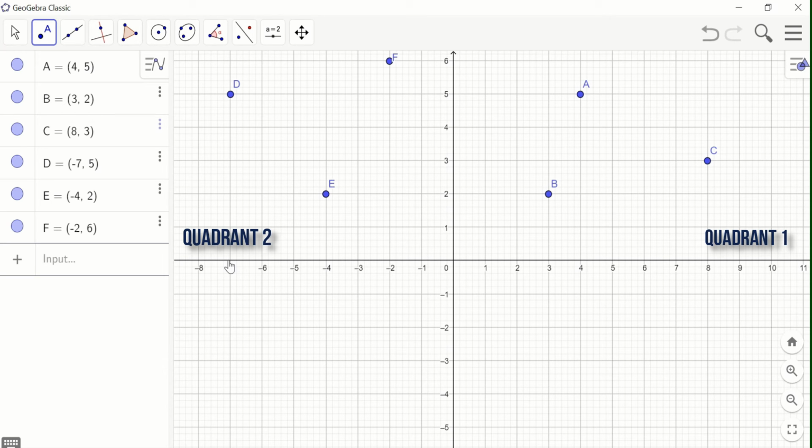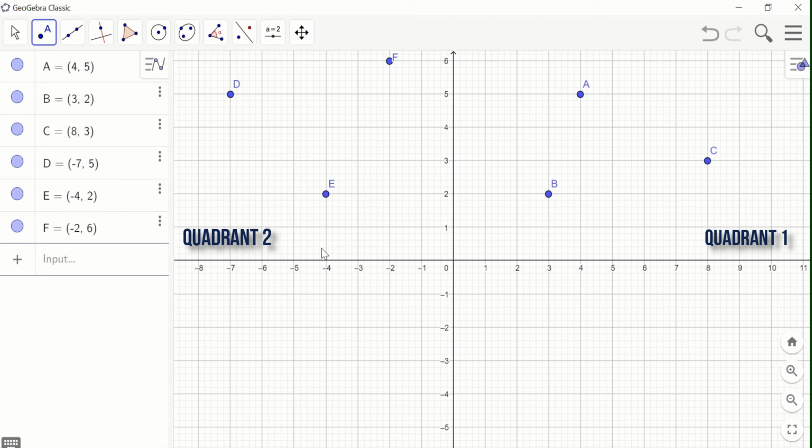And then, we still go up. So, how many steps do we go up? 1, 2, 3, 4, 5. So, since we are still going up, it's positive. And that is why if you see here, point D, this is negative 7 and negative 5. I mean, positive 5 because it's still going up.